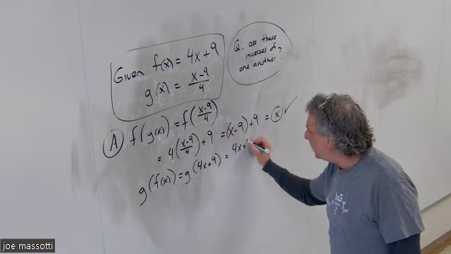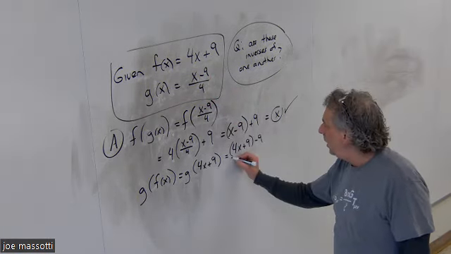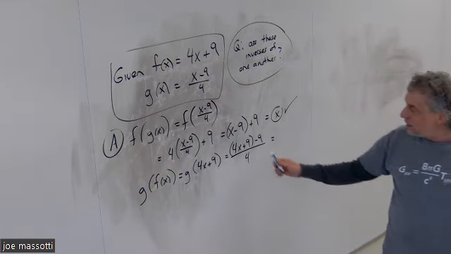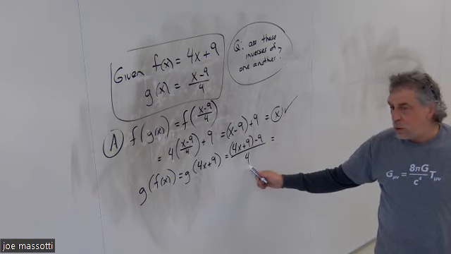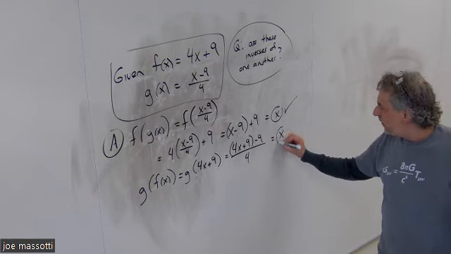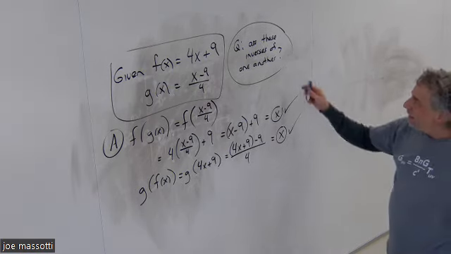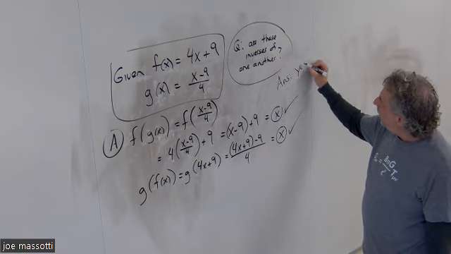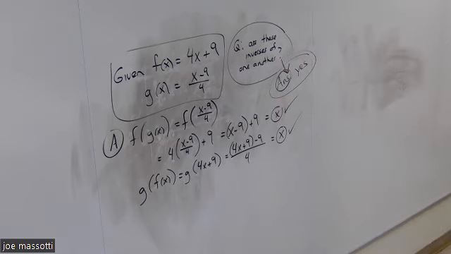We're going to take 4x plus 9, the input. We're going to subtract 9 from it, and we're going to divide by 4. And again, if you look at this, the 9 and the 9 cancel out. We're left with 4x over 4, which does give us the x that we want to see. Since both of them come out to be x, the answer becomes yes. They are inverses of one another.